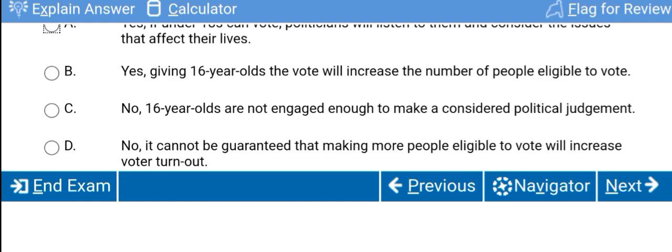Option C, no. 16-year-olds, and option D, no. It cannot be guaranteed that making more people eligible to vote will increase voter turnout.